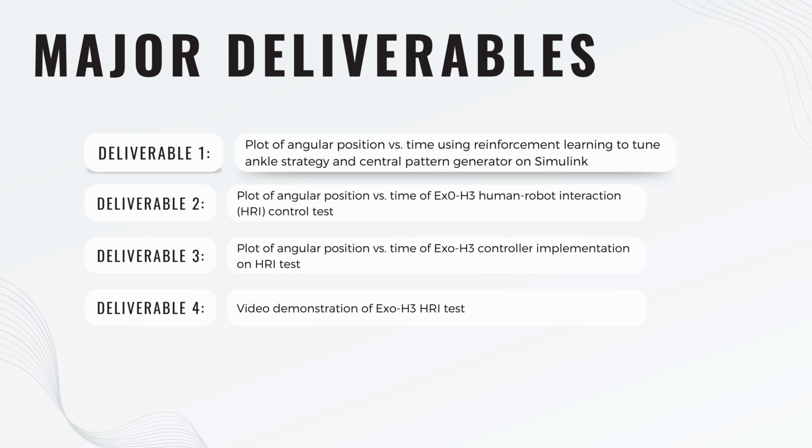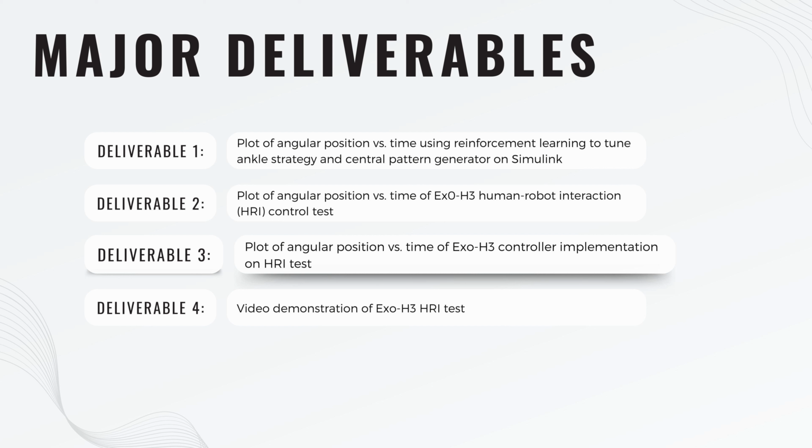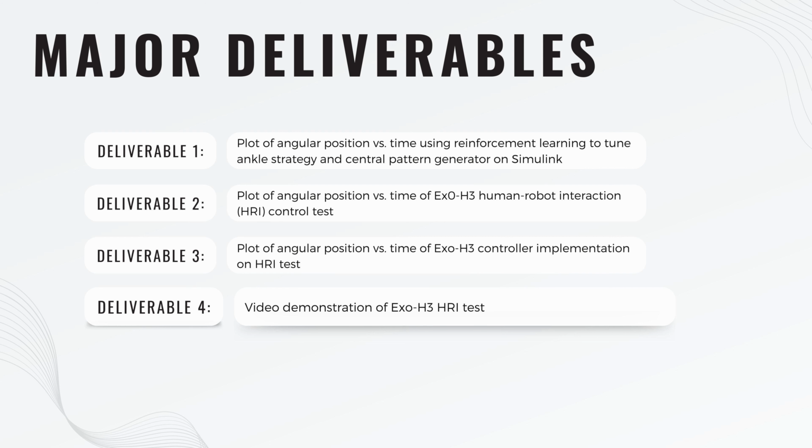A plot of angular position versus time using reinforcement learning to tune ankle strategy and central pattern generator on Simulink. A plot of angular position versus time of a human-robot interaction, or HRI, EXO-H3 control test. A plot of angular position versus time of EXO-H3 controller implementation on an HRI test, and finally a video demonstration of the EXO-H3 HRI test.